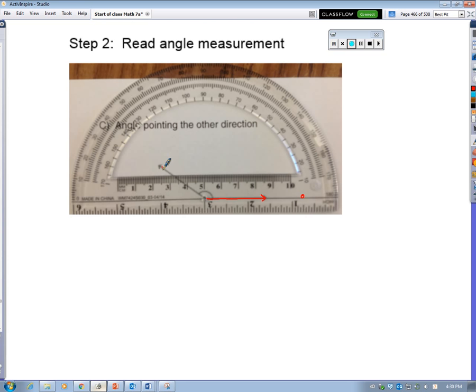And when I trace that, it looks like we're going to be right at 145 degrees. So that would be the measurement of this angle, 145 degrees. So in this case, we had to use the inside numbers for this one because that's where we started at 0 when we checked out what this would be.